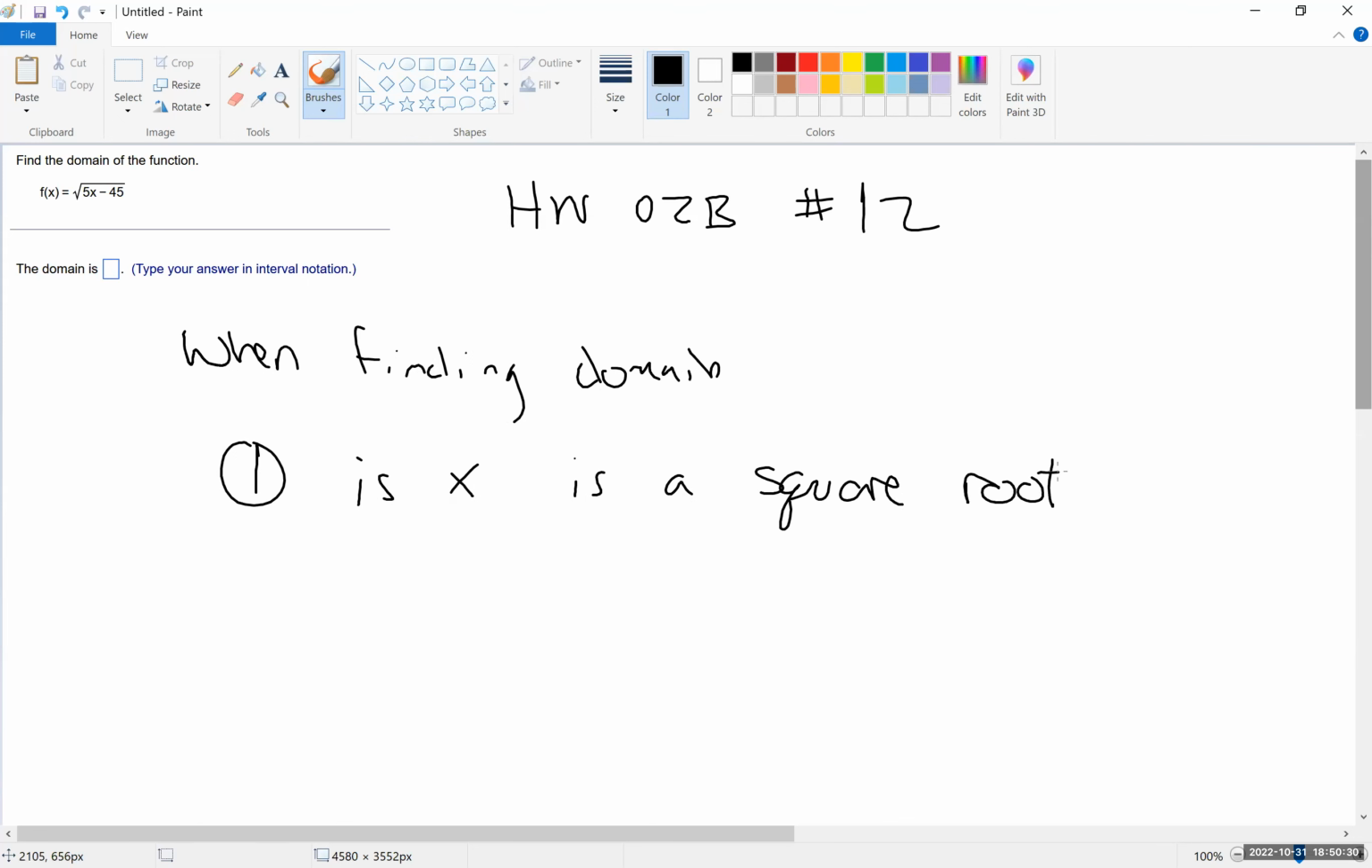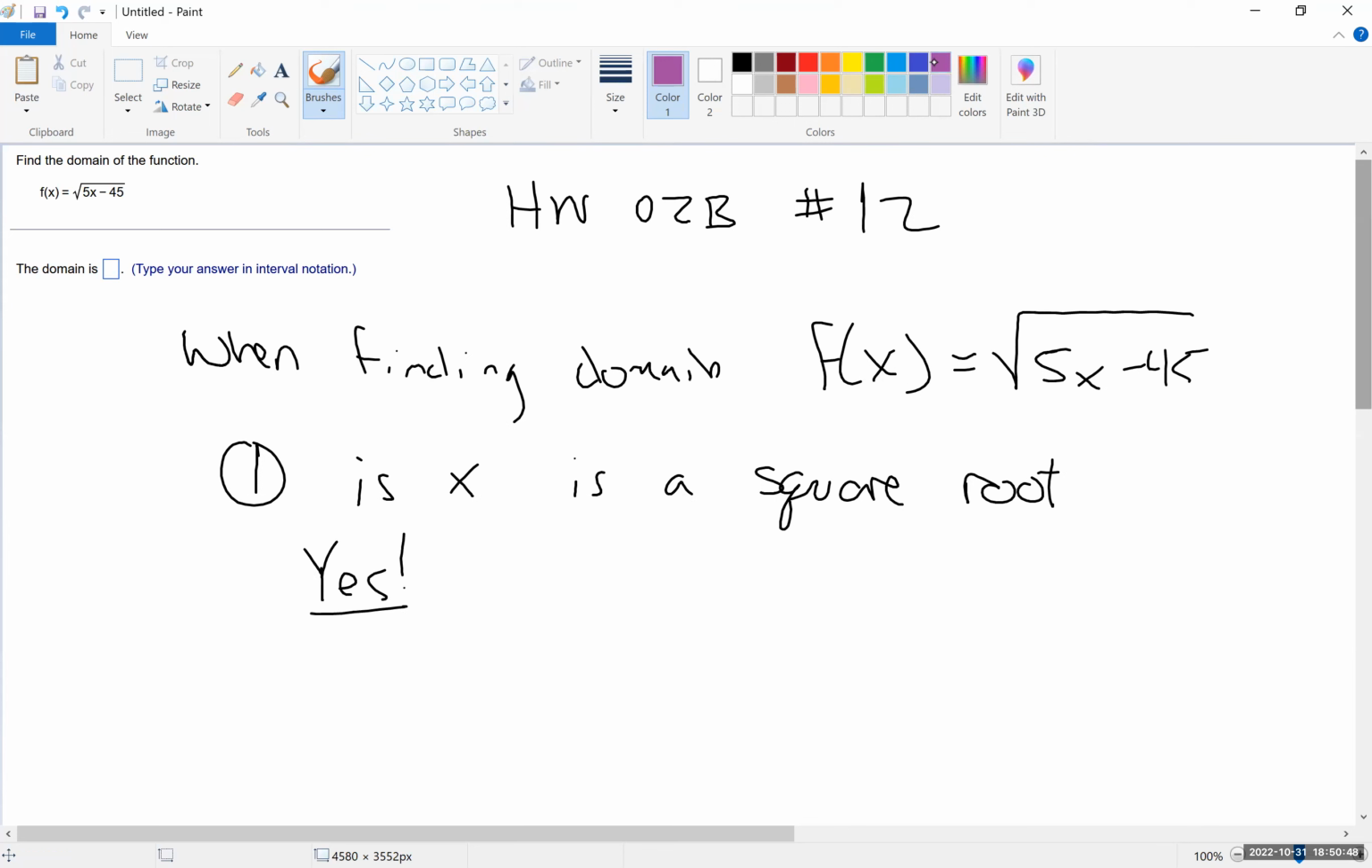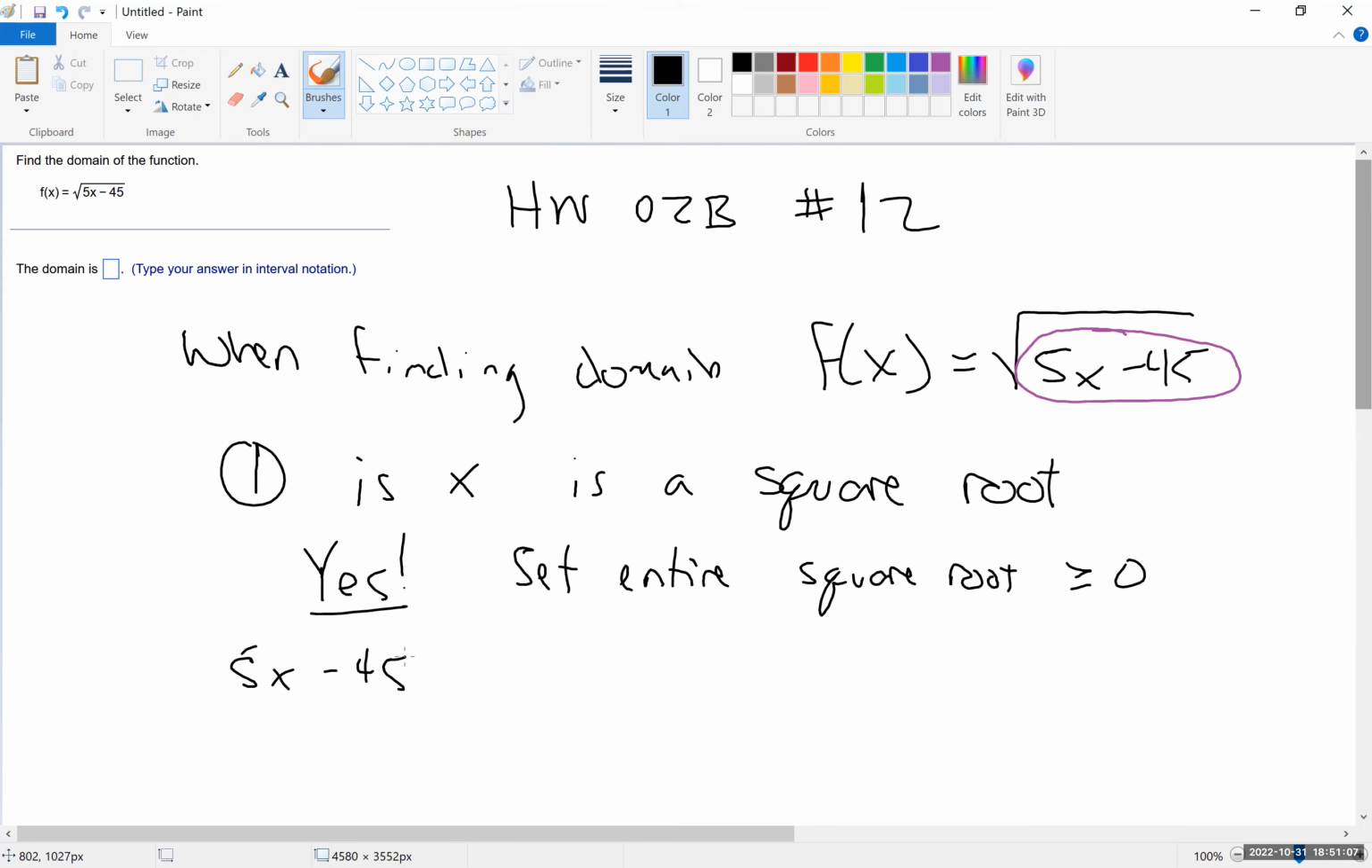Okay. The first question we ask, so we look at our function. Our function is f of x equals the square root of 5x minus 45. We ask the question, is x in a square root? Our answer is yes. So what you do to fix that situation is you set the entire square root, which is 5x minus 45, to be greater than or equal to 0.